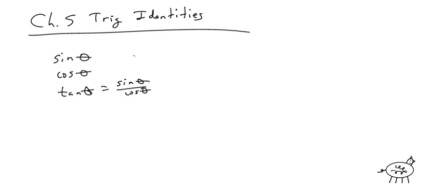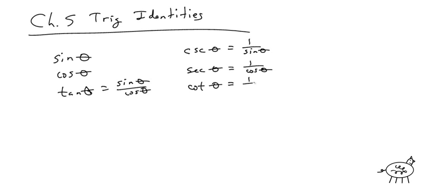And we also know cosecant of theta is 1 over sine of theta, and secant of theta is 1 over cosine of theta. And of course, cotangent of theta is 1 over tangent of theta, or in terms of sines and cosines, it's cosine of theta over sine of theta. Okay? So those really are the trig functions that you guys know already.